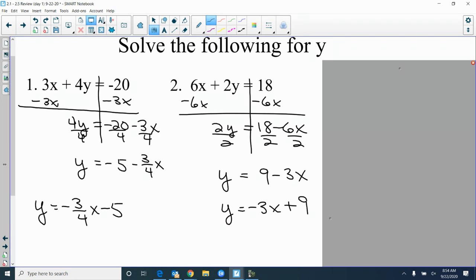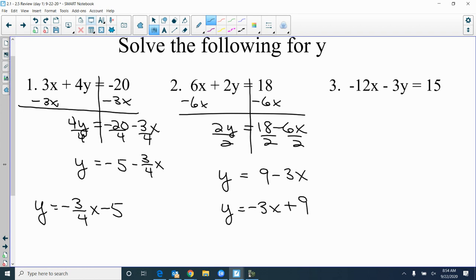All right, good. Last one. Try this on your own. See what you come up with. Negative 12x minus 3y equals 15.